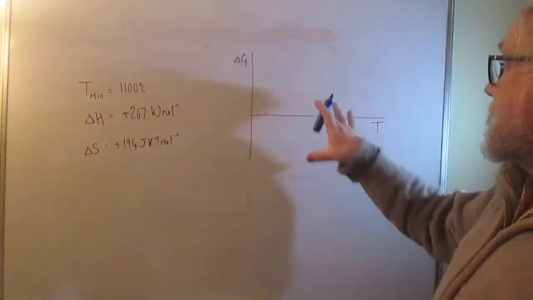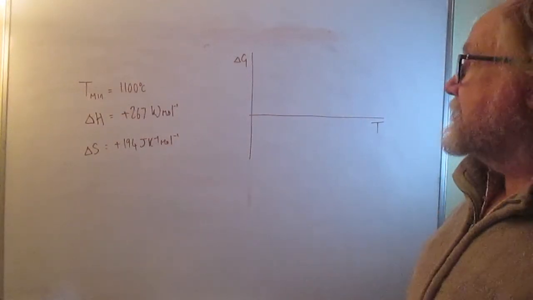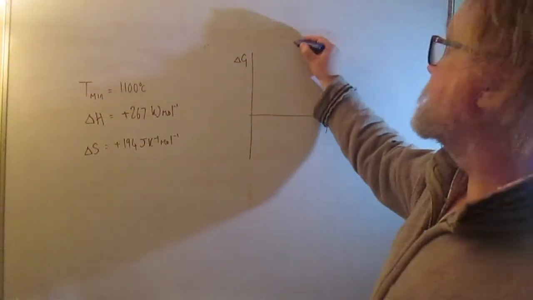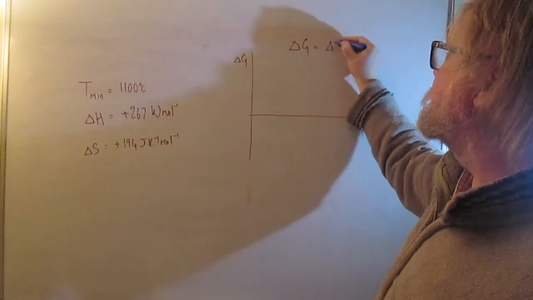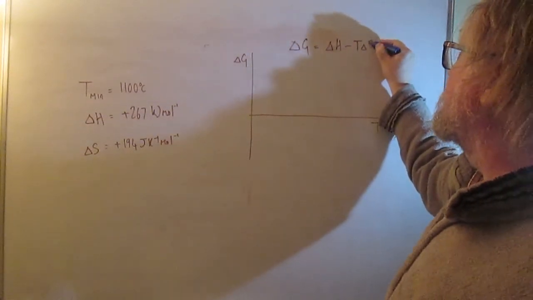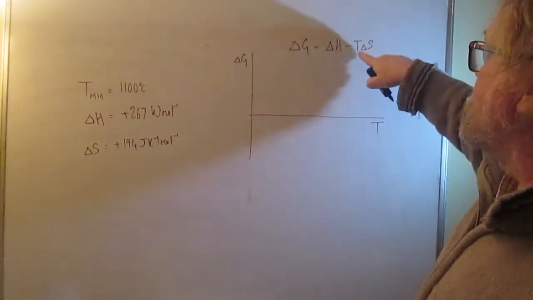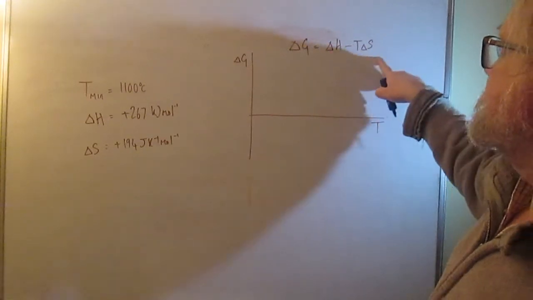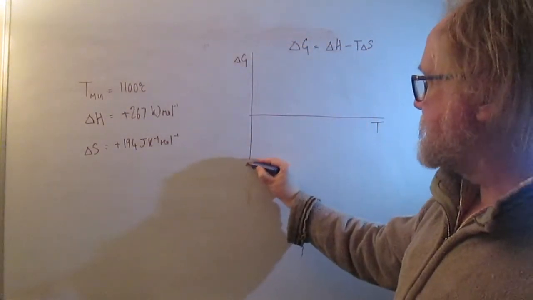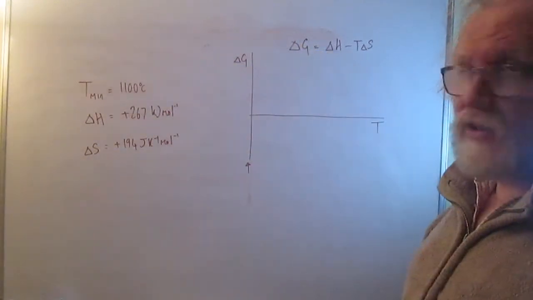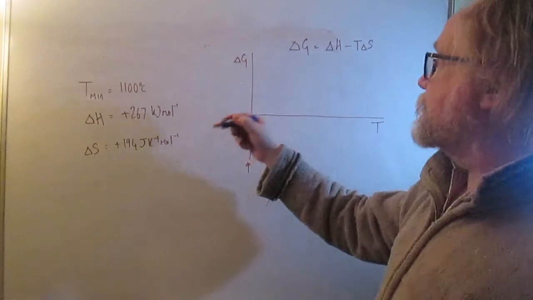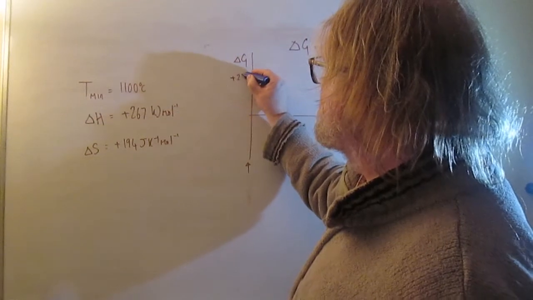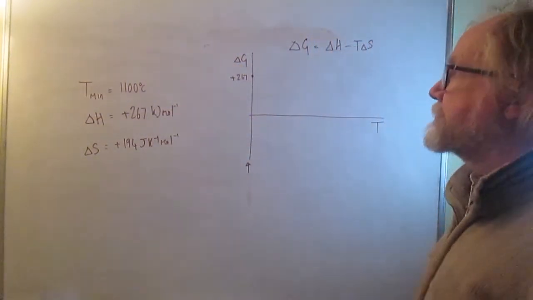Part C wants us to sketch this graph of delta G against temperature. These kind of graphs are very important. You're quite likely to get one of these to deal with in the exam. So the key is to remember the relationship, which is that delta G is equal to delta H minus T delta S. So when the temperature is 0, when T is 0, 0 times anything is 0, so that whole term then disappears. So when T is 0, in other words along this line, delta G just equals delta H. So that's very easy, because that means that we know where this line starts, because delta H is up here somewhere at plus 267. So we mark on that point.